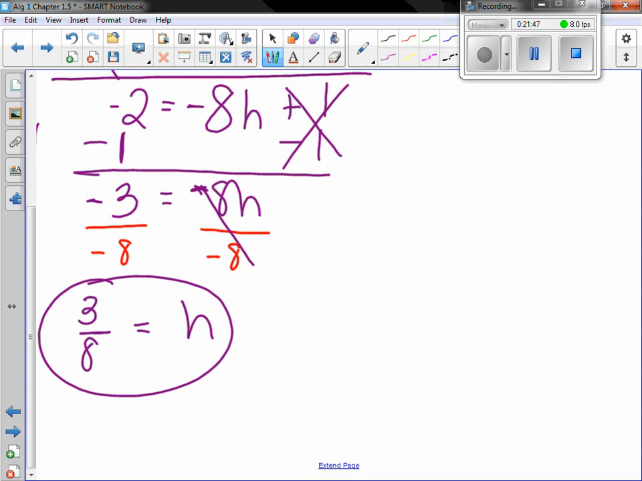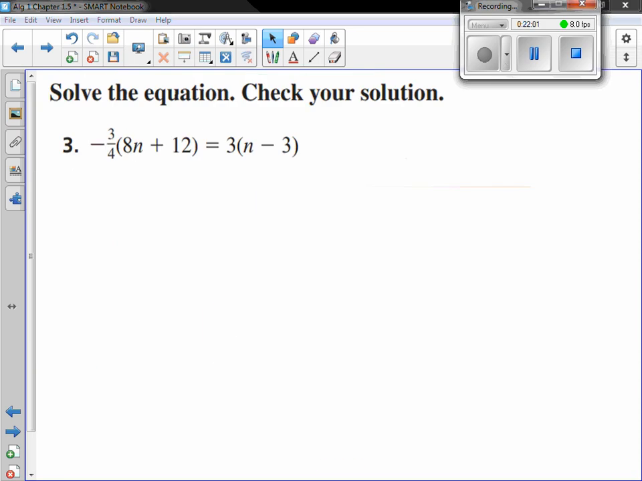Questions on this here? We good with this here? Yes? I want you to go on and try solving this one. Let's do this one together and then we'll be done for the day.